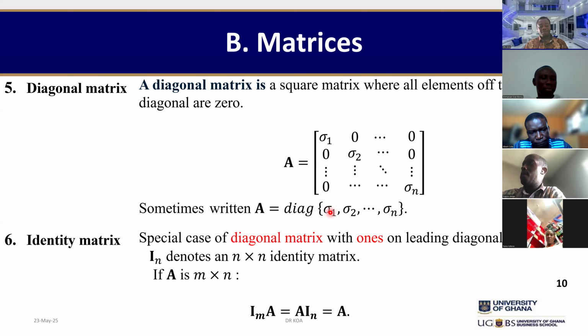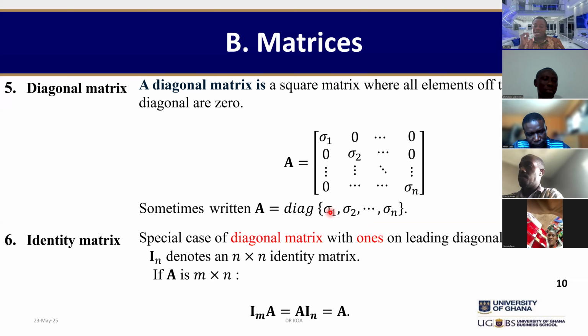What is that? An identity matrix is a special case of a diagonal matrix. Now, isn't it funny? Because I already told you that a diagonal matrix is a type of square matrix. And now an identity matrix is a special diagonal matrix, which is a square matrix. Keep that in mind.